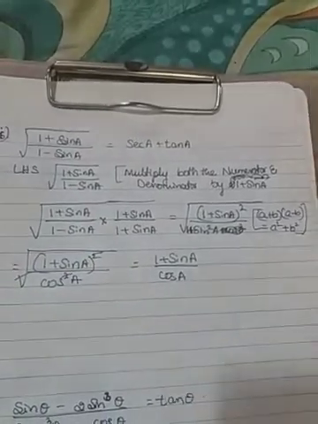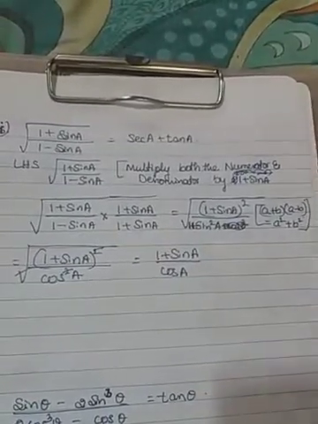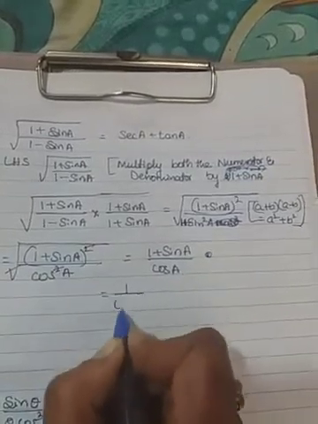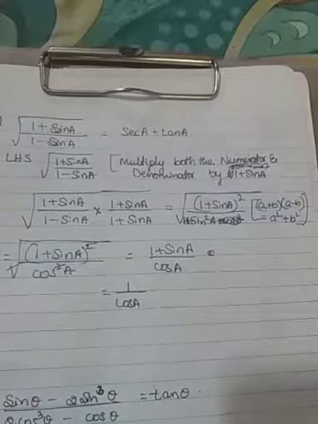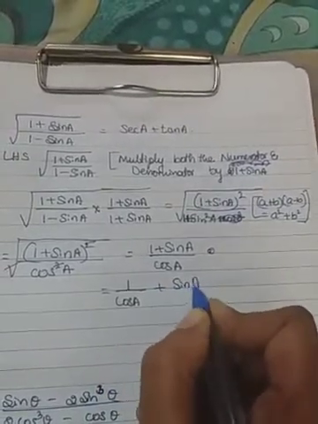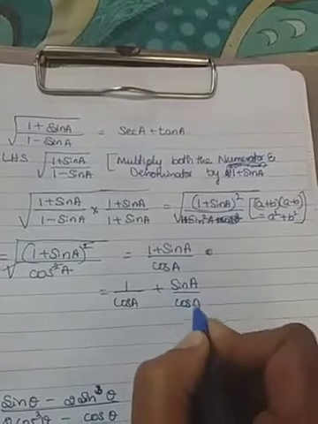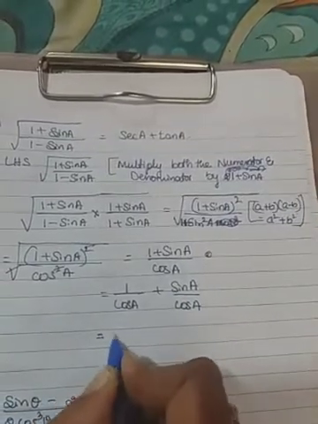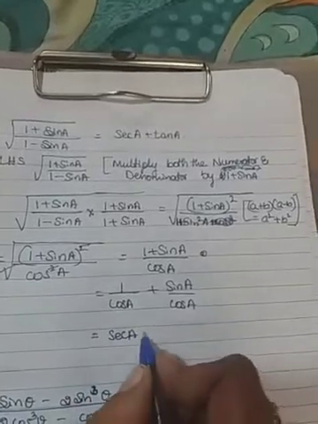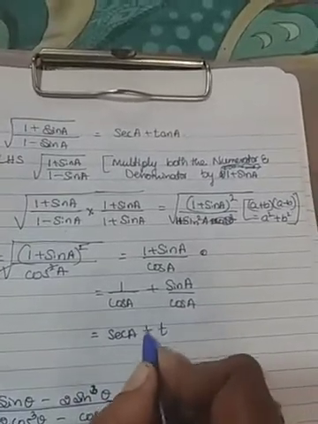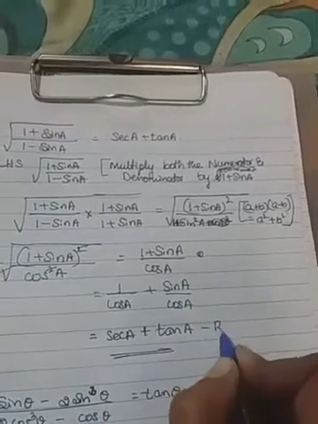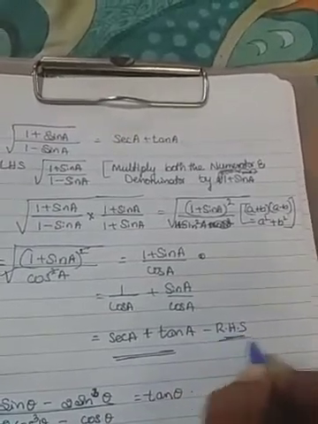Keep in mind. If we split this, we get 1 divided by cos a, because for both the denominator is the same, plus sin a divided by cos a. So 1 by cos a is the reciprocal, secant a. Instead of 1 by cos a, we can write secant a, plus sin a by cos a is tan a. So this is the RHS, proved.